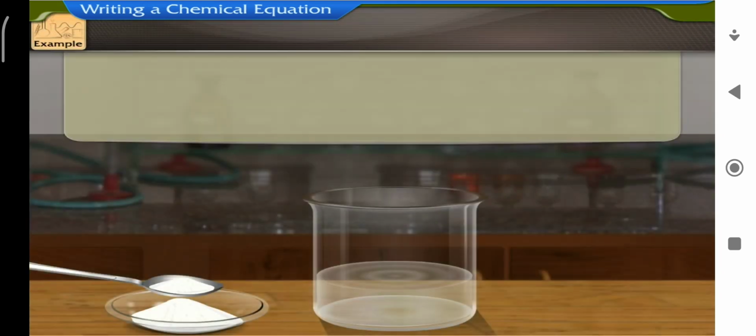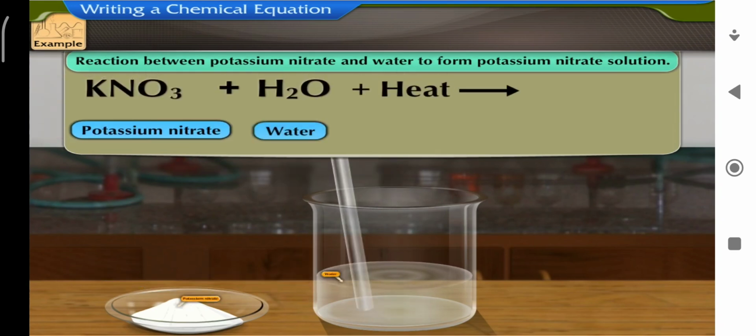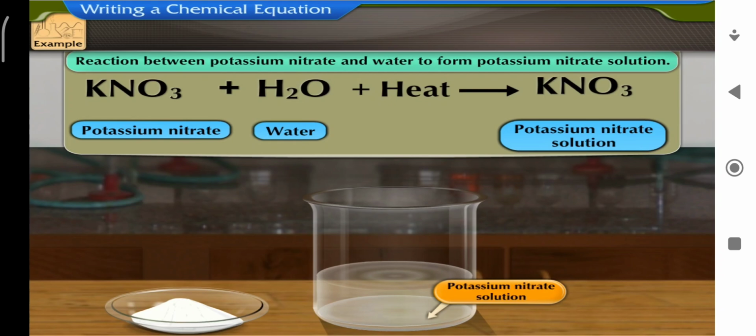For example, while representing the reaction between potassium nitrate and water to form potassium nitrate solution, the letter S is mentioned near the formula of potassium nitrate. The letter L is mentioned near the formula of water, and the letters AQ are mentioned near the formula showing solution of potassium nitrate. Consider some chemical reactions. Let us see how we can make the chemical equations of these reactions more informative.